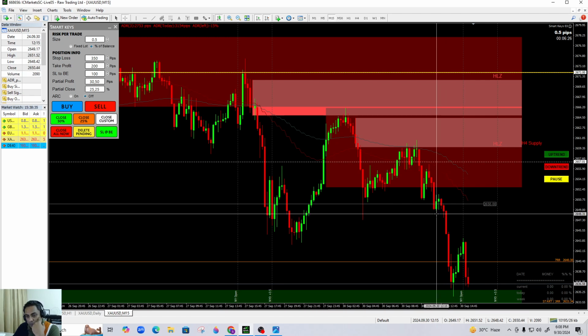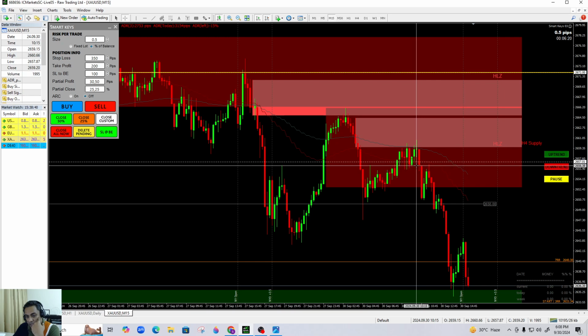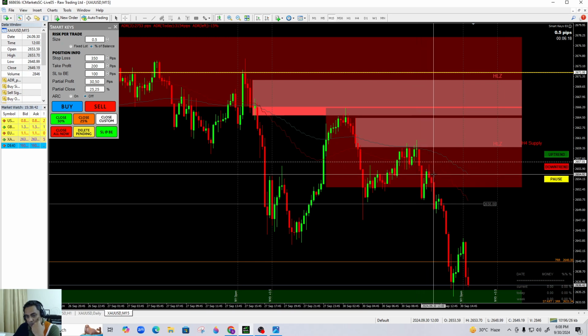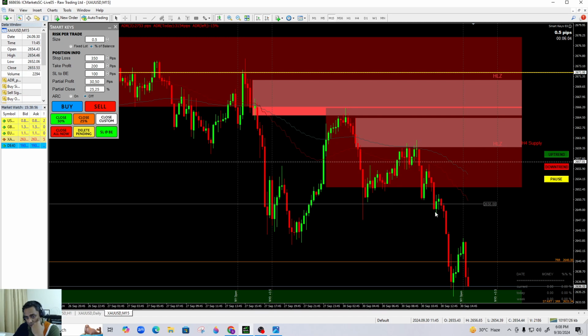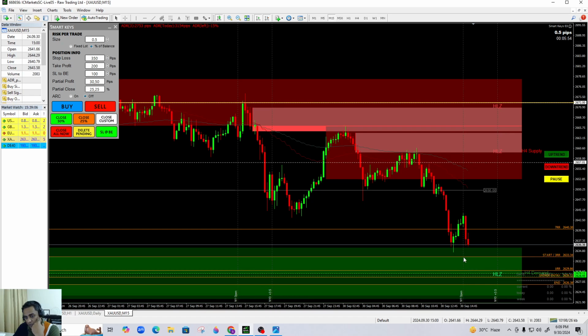This was the London low, roughly about there. That's the London low, and that's the London high. Asian high, Asian low, London high, London low. So we closed below the Asian low, and we're continuing down to this demand, right? And we're waiting to see if price comes deeper into this high liquidity zone to see if we can get a trading opportunity.